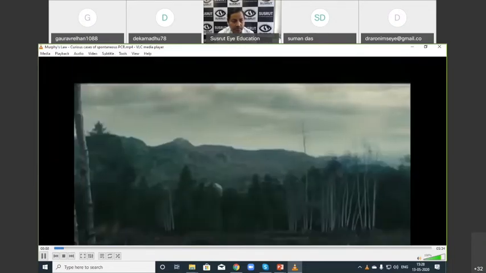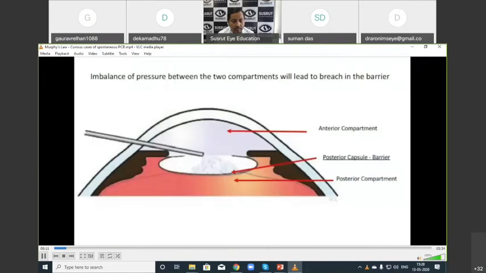As Edward Murphy once said, everything that has to go wrong always does. During cataract surgery, the posterior capsule acts as a barrier between the anterior and posterior compartments. An equalization of pressure between the two compartments is of utmost importance to maintain the integrity of this barrier. Any imbalance in pressure between the two compartments will lead to a breach in the barrier.